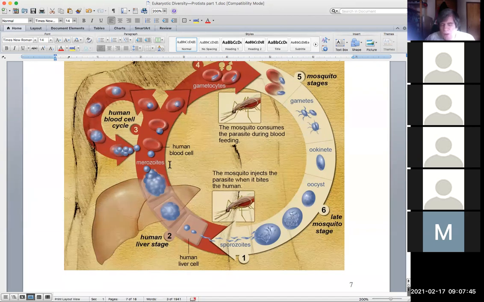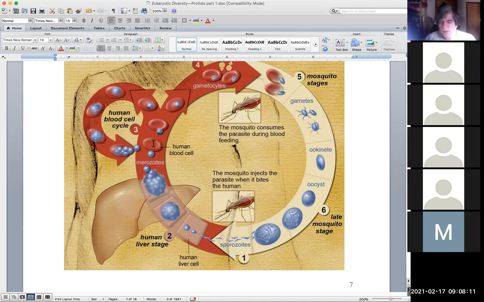Now, these merozoites increase inside the hepatocyte, and eventually these merozoites break out of the hepatocyte. They go back into your blood, and they circulate in the blood. And again, they can't really move on their own. They just drift with the blood. They move because of the pumping action of the heart. And these merozoites can enter a human blood cell.